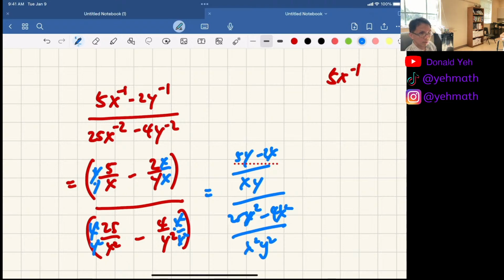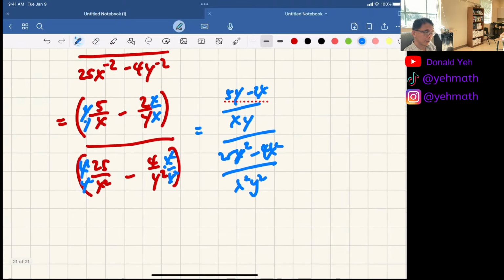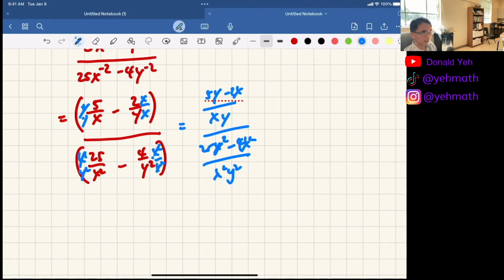You can. Yeah, you can have different square. I just haven't gotten there yet. You are too fast for me. No, it's okay. 5x minus 5. Sorry, it's 5y. Right, minus 2x over xy.